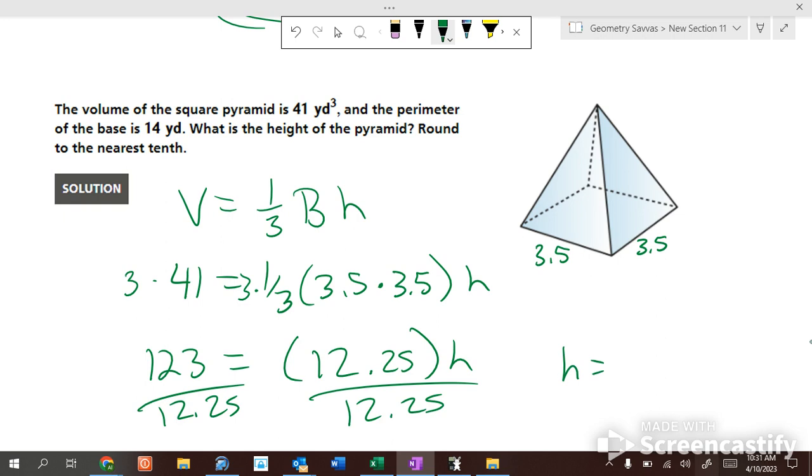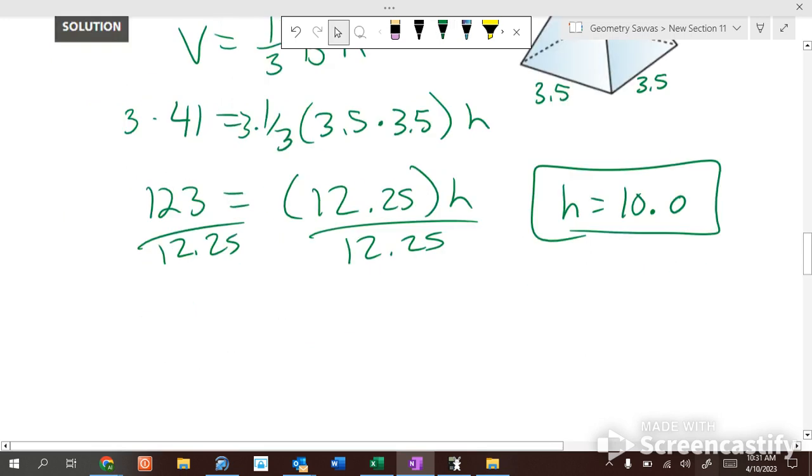The height equals what, 10? 10.04. So rounded to the nearest tenth is 10.0.